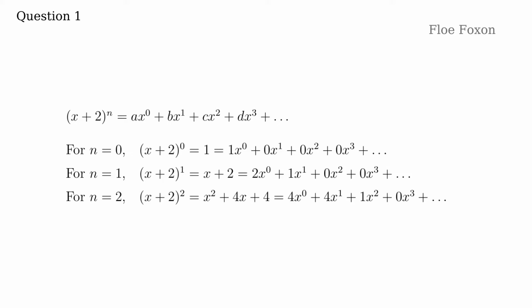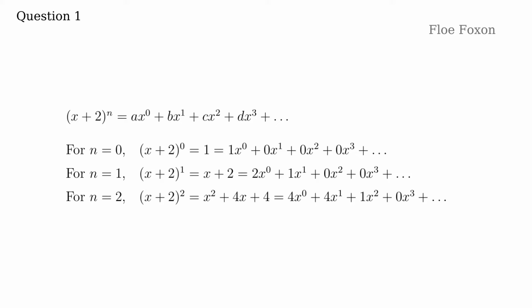For n equals 2, we have (x + 2)^2, which is x squared plus 4x plus 4, which can be written as 4 times x to the 0, plus 4 times x to the 1, plus 1 times x squared, plus 0 times x cubed, and so on. What this tells us is that a two-dimensional cube, which is a square, has 4 vertices, 4 edges, 1 face, and no solids.